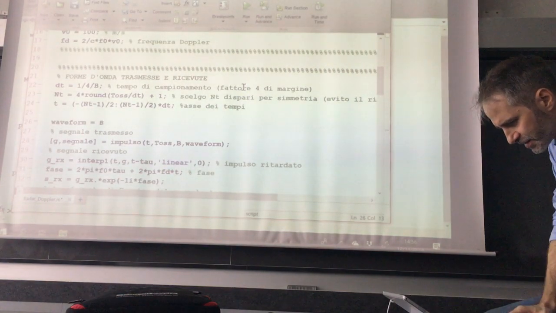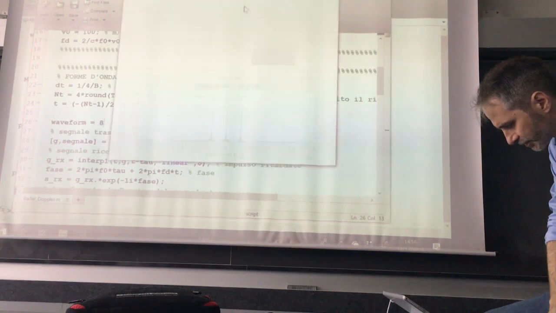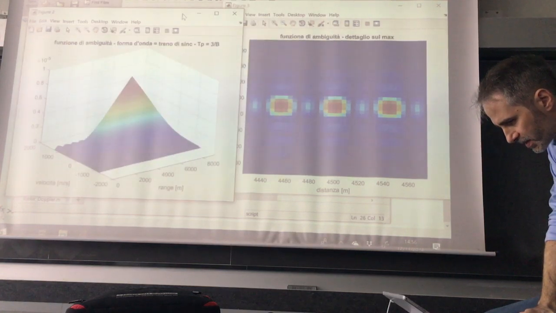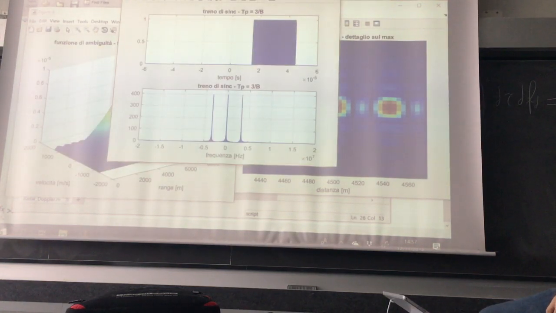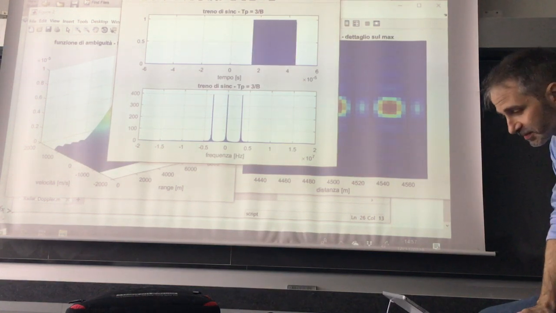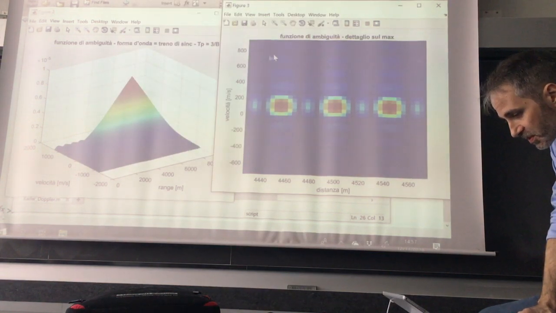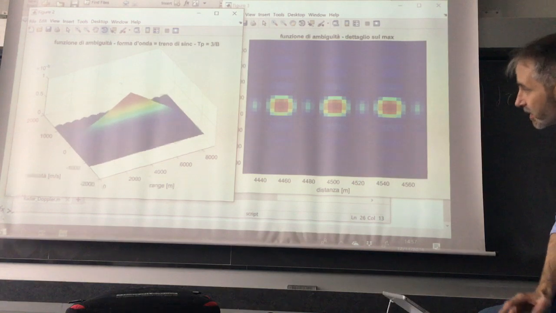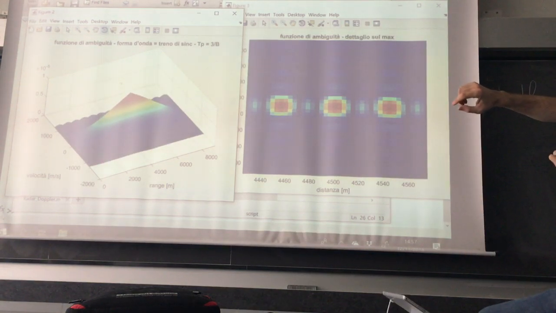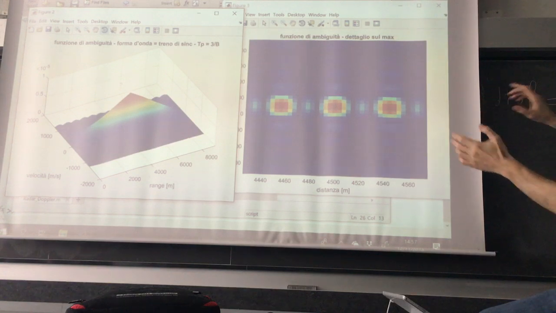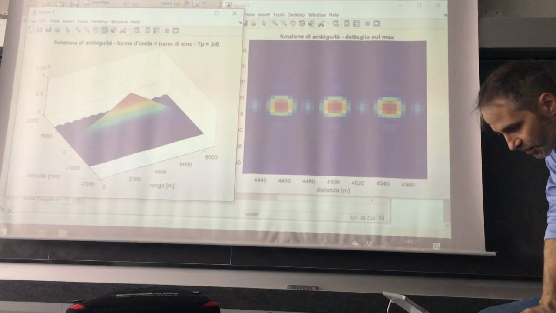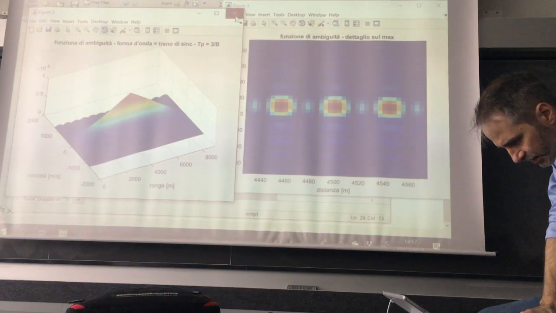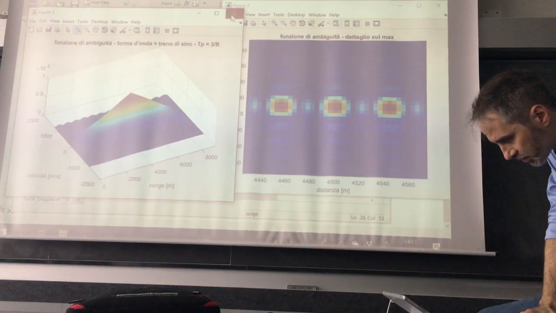Let's see, waveform 8. So in this case, we still have a train of cardinal sines, but with a different period. And you see, we did push the ambiguities away in the Doppler dimension, but we are accepting more ambiguity in the distance dimension. You don't see it here because they're very close to one another for some reason.